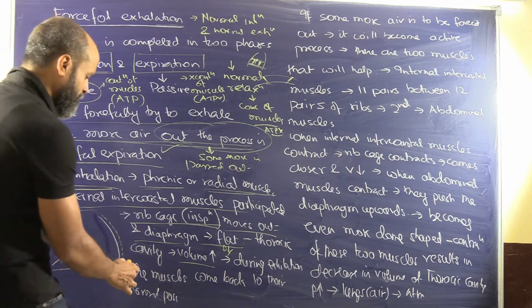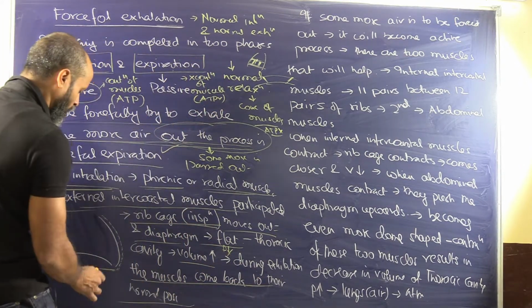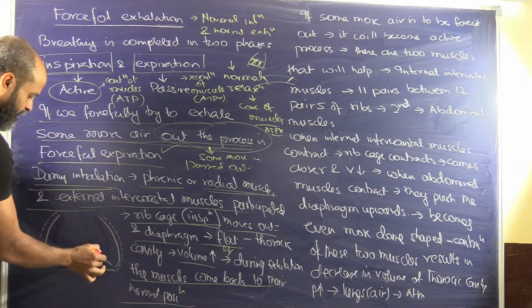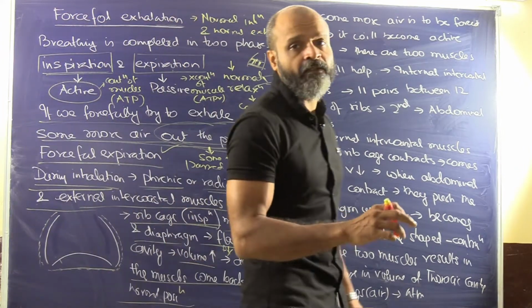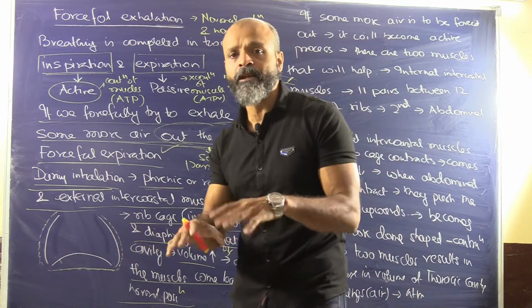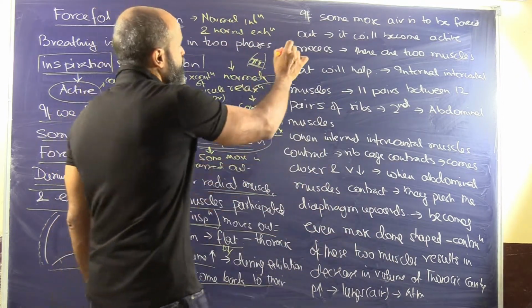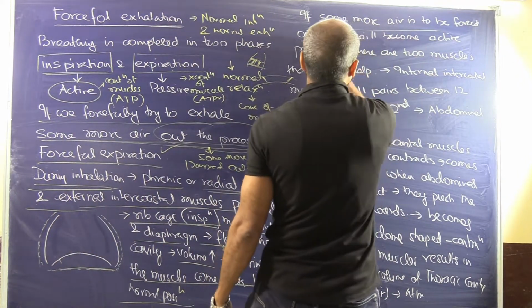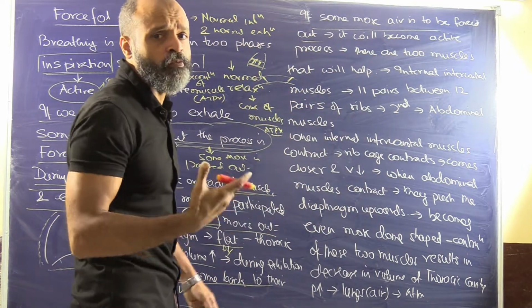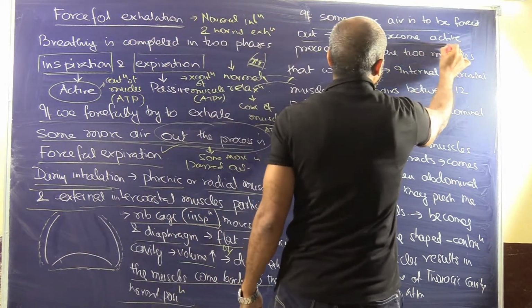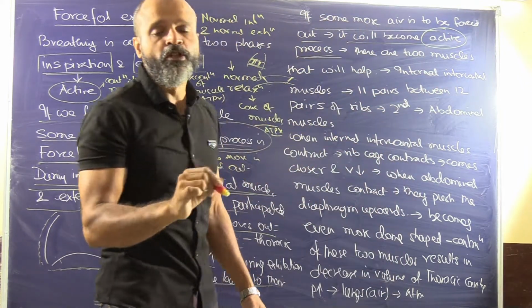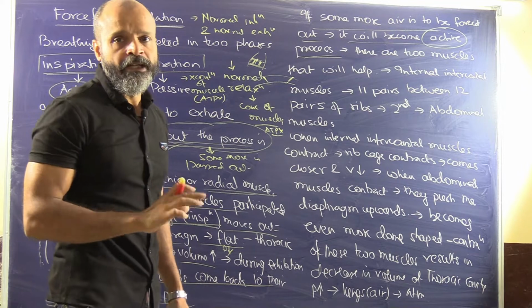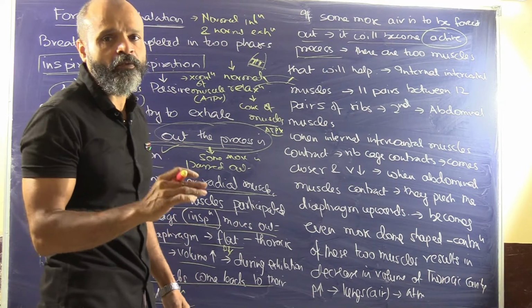During exhalation, both the intercostal and the phrenic muscles will come back to their normal positions. Now if some more air is to be forced out, let's say if you are forcefully pushing out air, it will become an active process. Why? Because now you will require muscles to do so. It is not just a byproduct of inhalation.